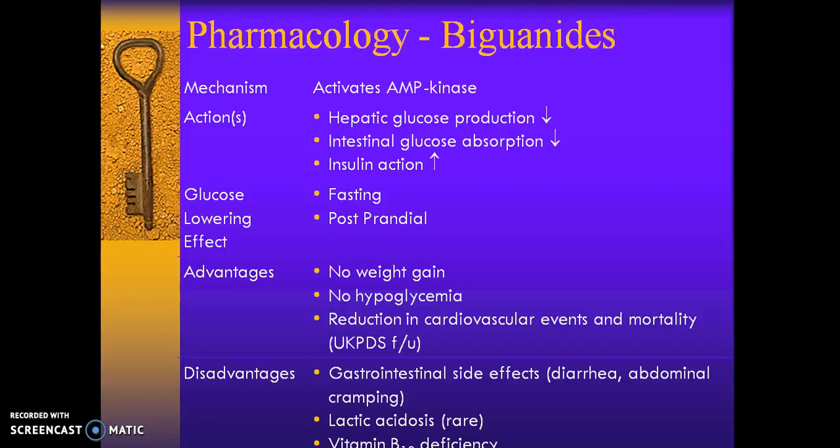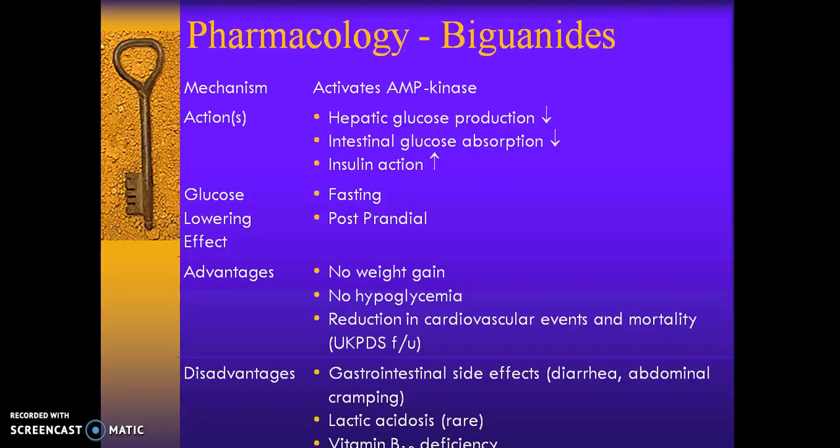Biguanide. The next category is the biguanides. The main drug for the biguanide is metformin. The mechanism of action of the biguanides is to activate AMP kinase, and this AMP kinase produces the following pharmacological actions. It decreases the hepatic glucose production and also decreases the intestinal glucose absorption.